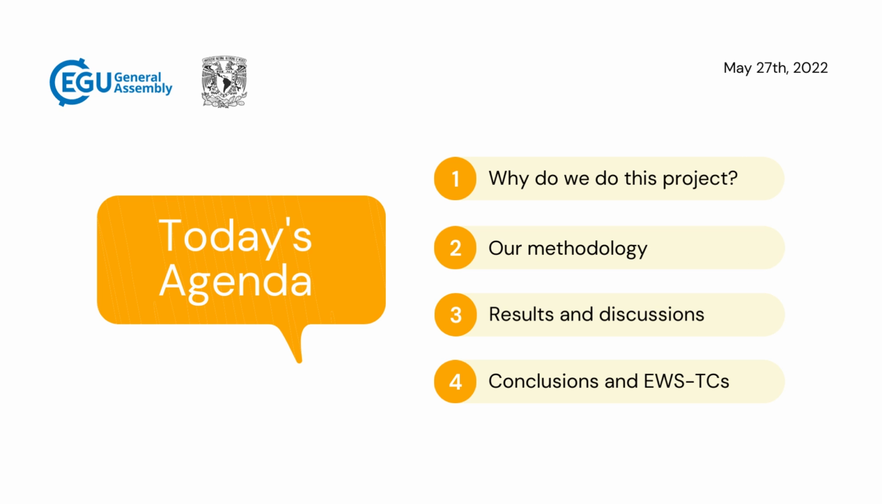So, to explain a little more about what we did, we have divided this presentation into four sections. The first part tells the story by explaining why we did this project, followed by a summary overview of our methodology, continuing with a summary of our results and discussions, to end with the conclusions of the project and their application in tools to mitigate the danger of tropical cyclones, such as early warning systems.